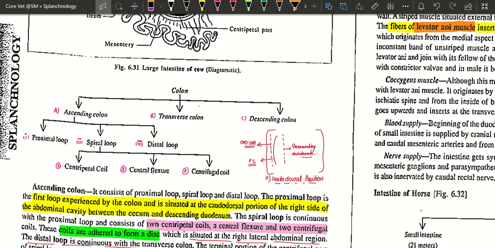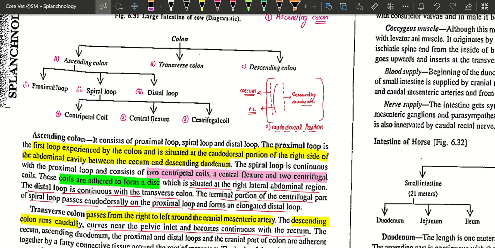Firstly, we will be starting with the ascending colon, right? The ascending colon is the very first part of the colon, which originates from the cecum, right? And we have seen that the ascending colon is further divided into three regions, which are the proximal loop, the spiral loop, and the distal loop. Correct?